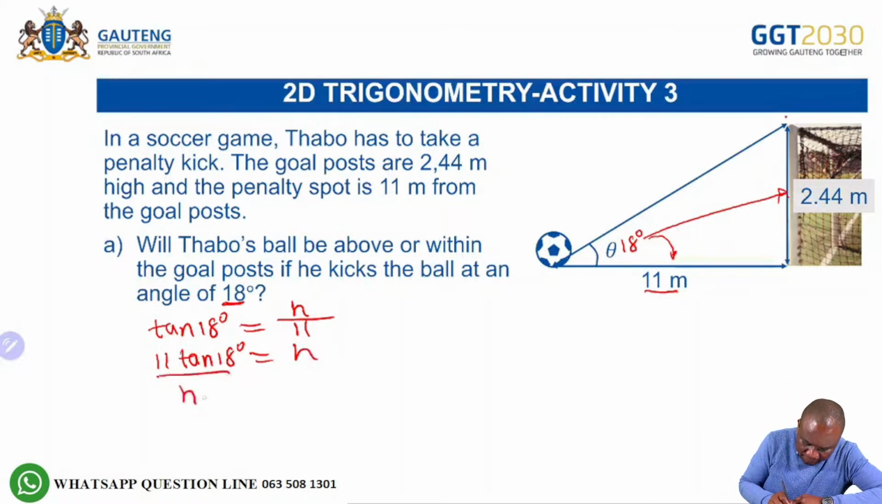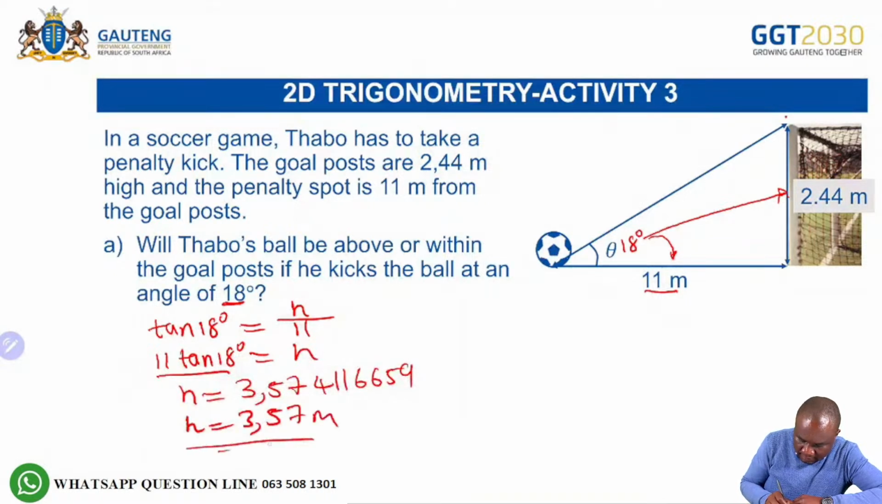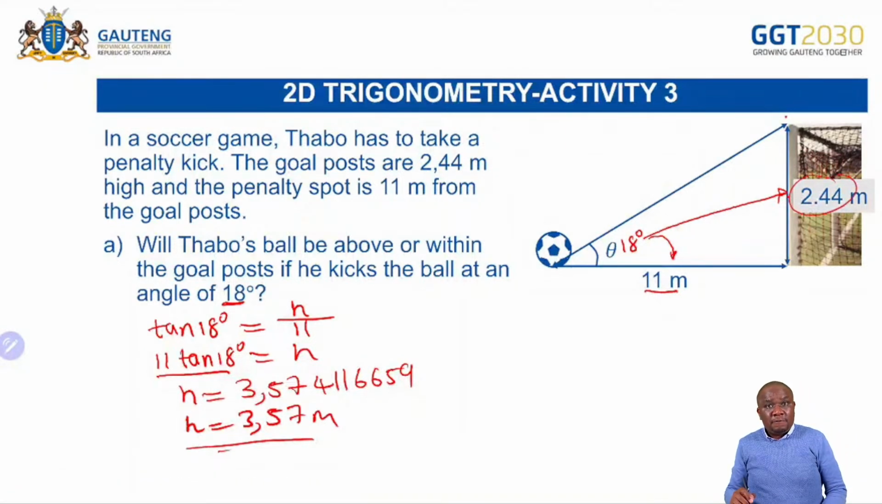Put this in the calculator. What is the height? It's going to be 3.574116659, which is roughly 3.57 meters. But the goalposts are 2.44 meters. So it means if Thabo kicks this ball at 18 degrees, it's going to be over the bar, definitely. So you must reduce the angle at which he's going to kick the ball.